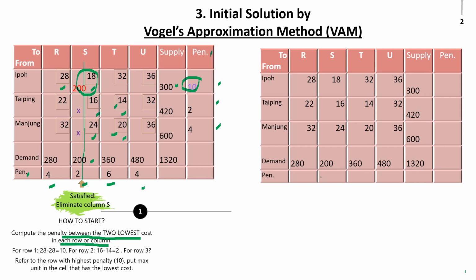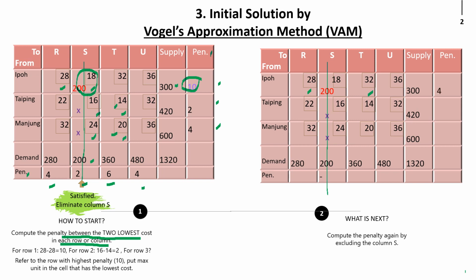Then we repeat the same way, ignoring the column S, which is already satisfied, and we go again with the first row IPO. The lowest two is 28 and 32, so the difference is 4. For row typing is 32 and 14, the difference is 8. For Mahjong, we find the difference between 20 and 32, which equals 12.